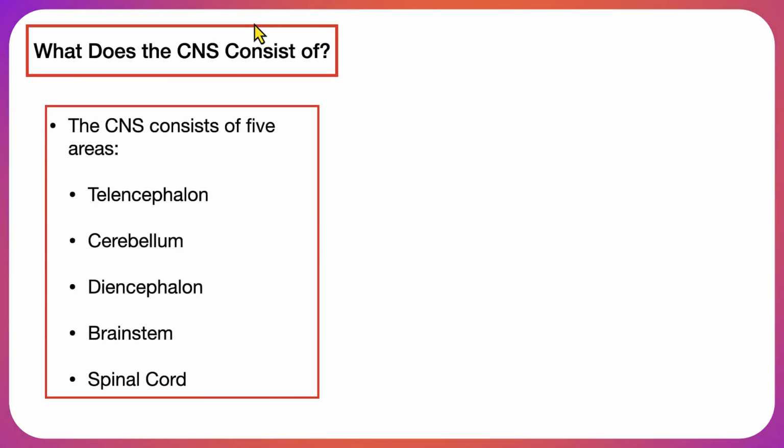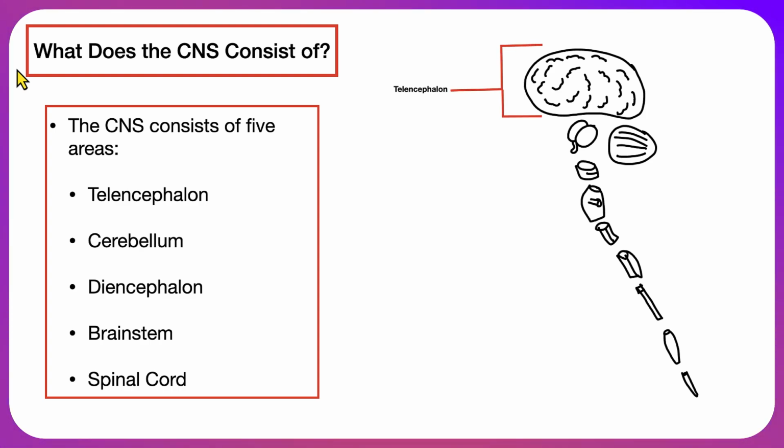So the central nervous system is going to contain basically 5 different areas. First is the telencephalon, the second is the cerebellum, the third is the diencephalon, the fourth is the brainstem, and then the fifth is going to be the spinal cord. So in this video, we're going to talk about each of these 5 areas in a lot of detail. We're going to start off with the telencephalon, which is represented by this area in this figure.